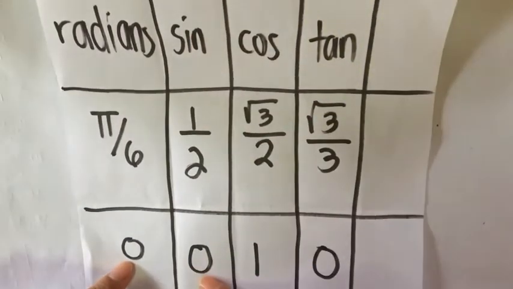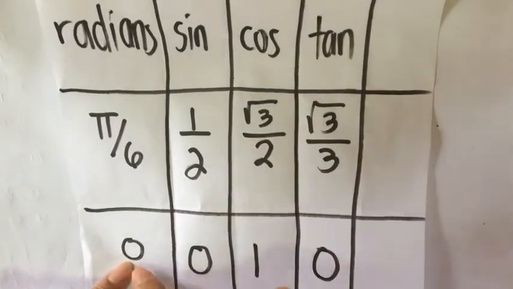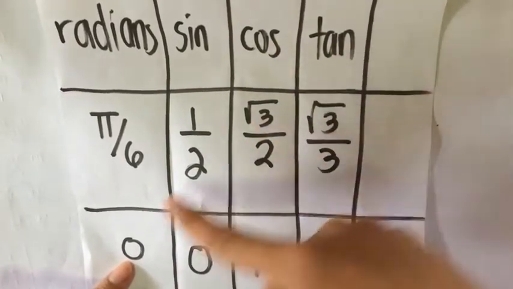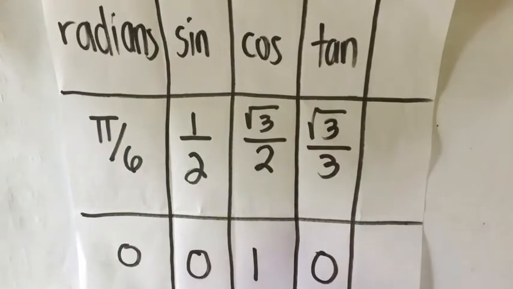Okay, another one. Sine 0, that is 0. Cosine 0, that is 1. And tangent 0, that is 0. That's how you read the trigonometric table.